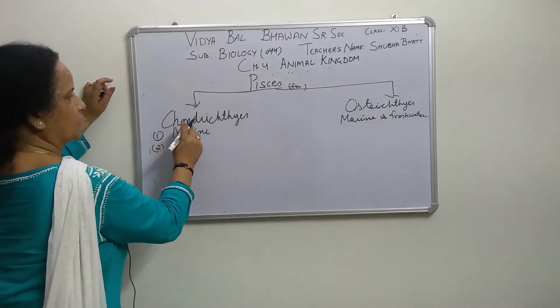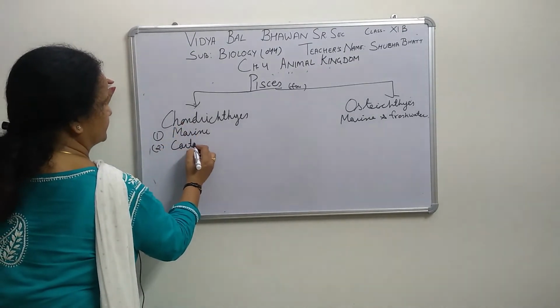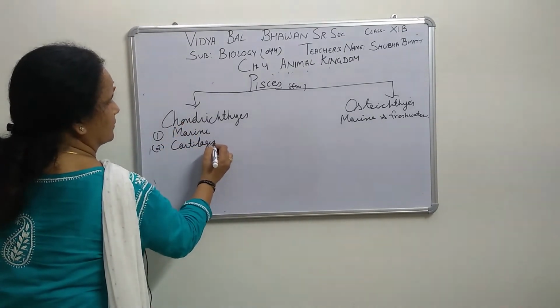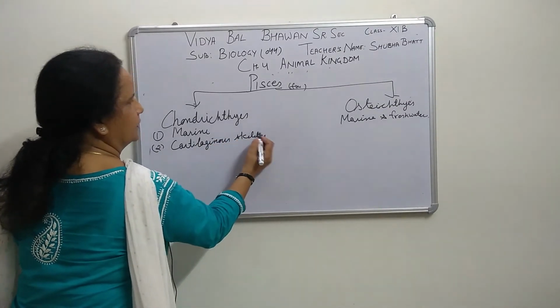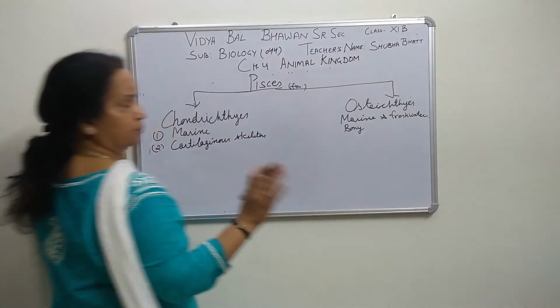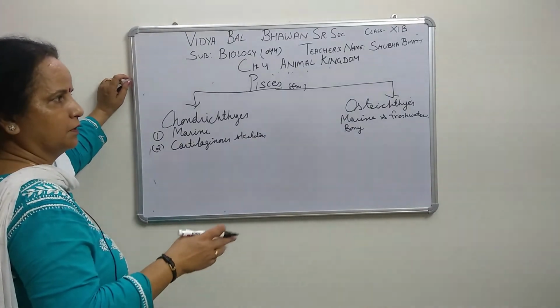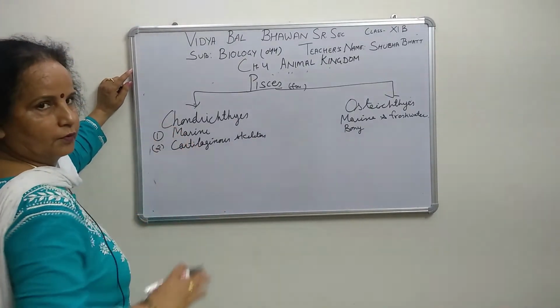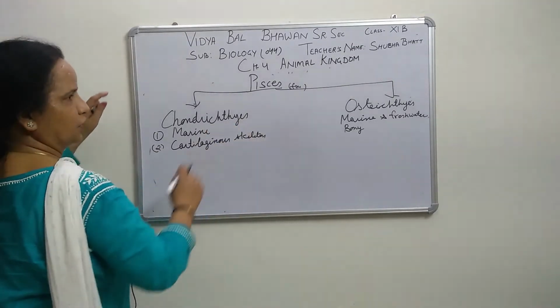Now the second one is the skeleton made up of cartilage. Chondrichthyes, cartilaginous skeleton. Here bony skeleton. The questions will be from these differences, differentiate, 6 or 5 points, but that will be an important question. So cartilaginous skeleton, and that is a bony skeleton.